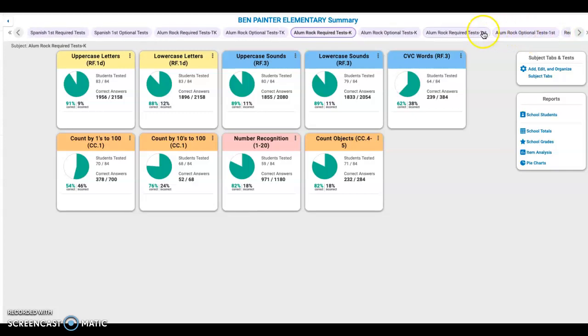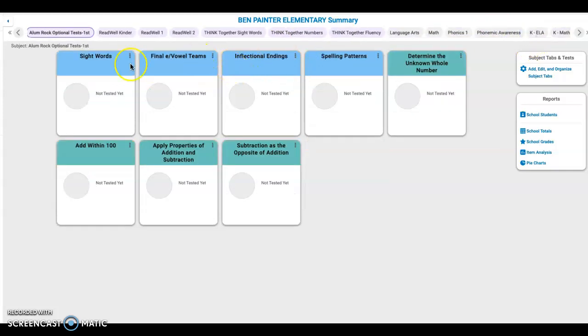So if we look at, for example, the Alum Rock optional test for first grade, you would again identify, all right, which of these formatives, math in this kind of greenish teal, reading and literacy in blue, right? You would identify, okay, which ones, 1 or 2, would give me more information about what my students' needs are.